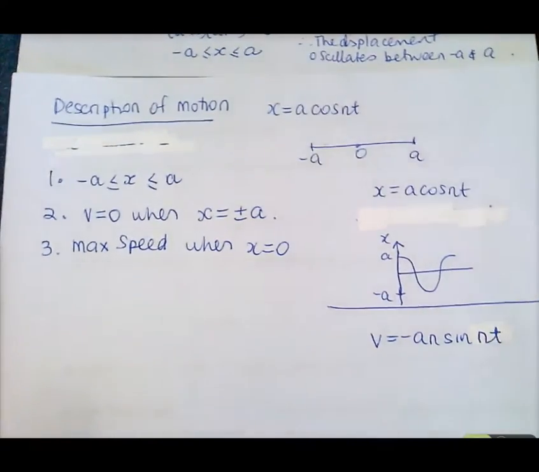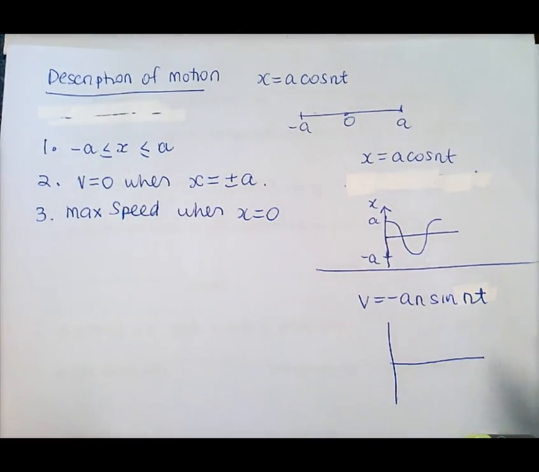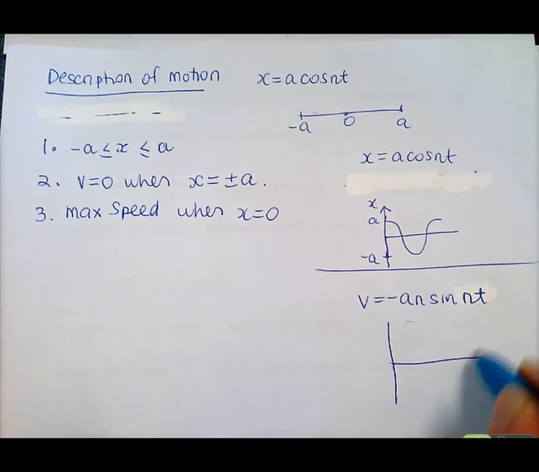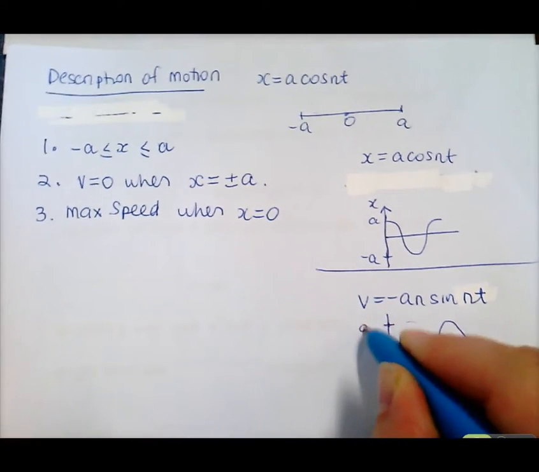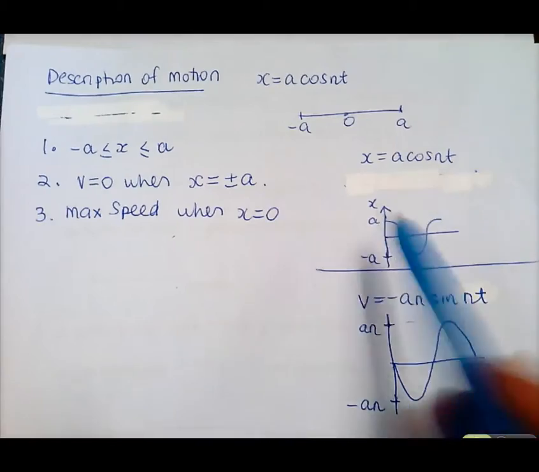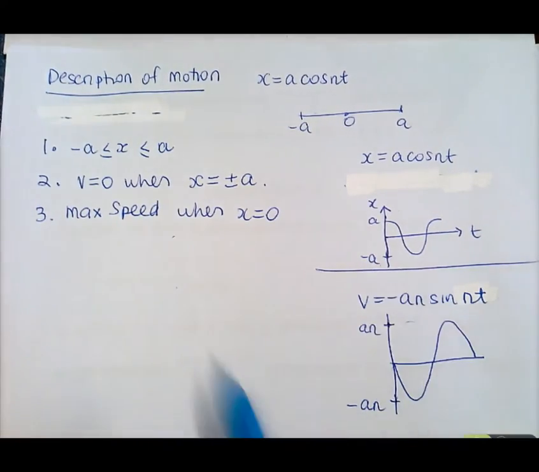You know how we differentiated displacement and got velocity? Tell me what this curve looks like, girls. Negative sine graph. And give me the amplitude, please. Yep. Good. So therefore, tell me what maximum speed is going to be. AN. So, girls, the particle from the x graph goes between a and negative a.